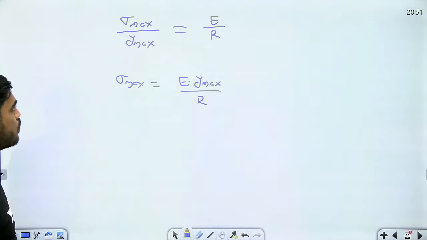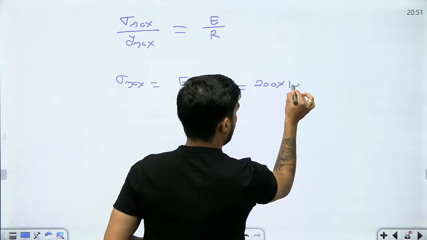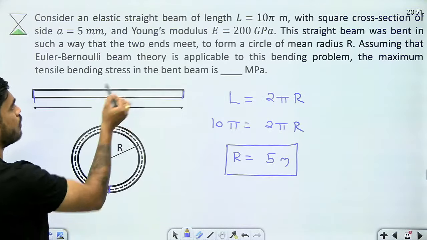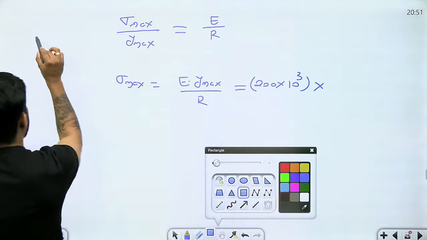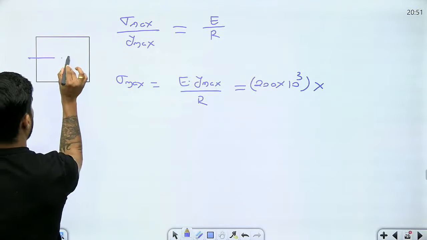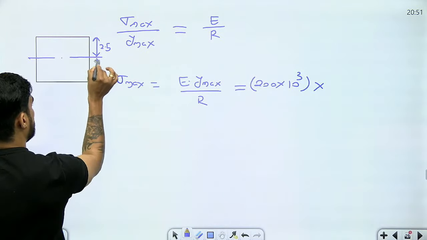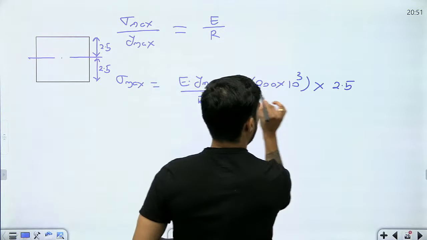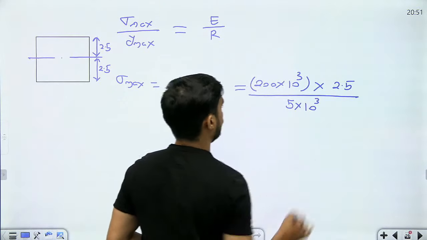Now what is the Young's modulus here? Young's modulus here is 200 gigapascal, so I will write it as 200 into 10 to the power 3 megapascal. What is y maximum? Understand beta, what is the cross section? Cross section is a square of side 5 mm. If this is the neutral axis, then this will be 2.5, this will be 2.5. So y maximum will be 2.5 mm. And R we have just calculated as 5 meter, means 5 into 10 to the power 3.